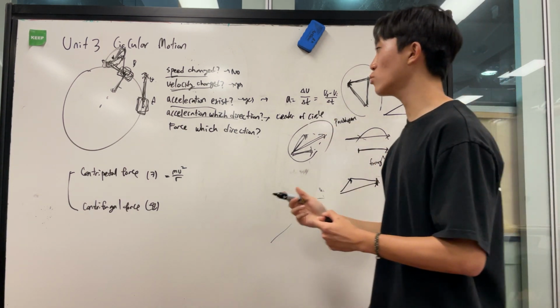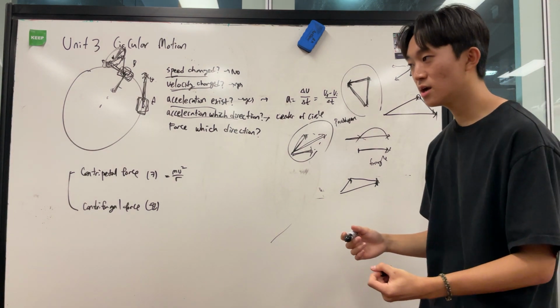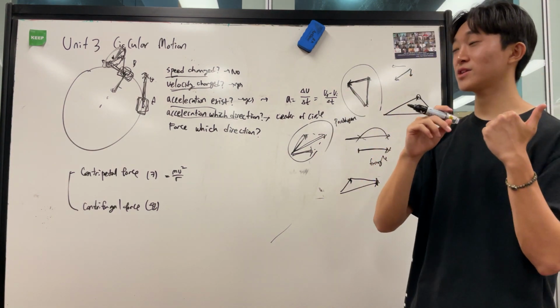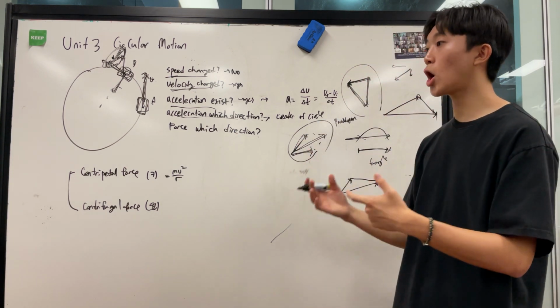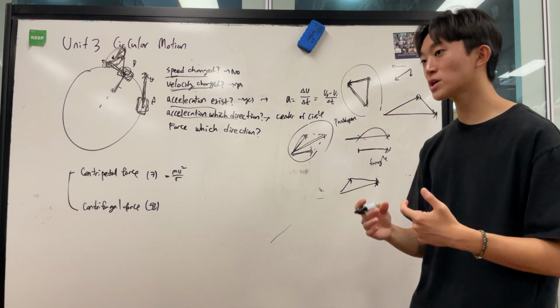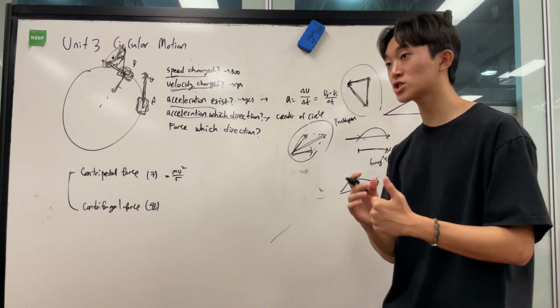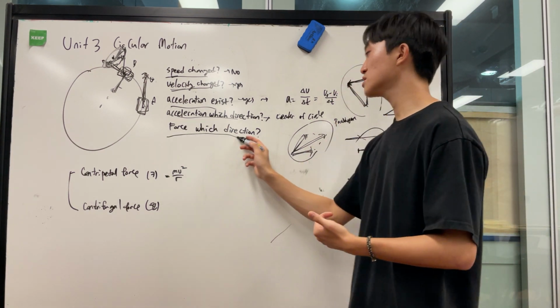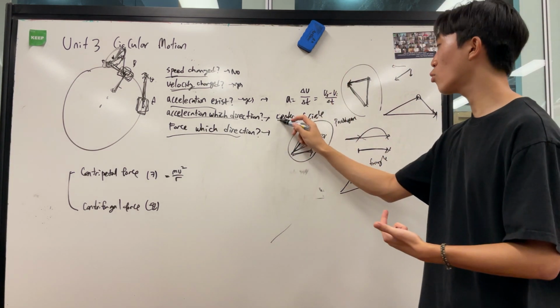Now then, which direction would the force be? Because if there's an acceleration, then again, in the previous video, the second video about dynamics, I explained how acceleration is caused by a force. And the direction of the acceleration caused by the force is the same as the direction of the force. Thus, the direction of the force would be the same as the direction of the acceleration, which is to the center of the circle.